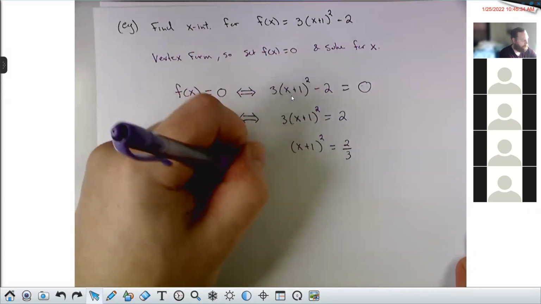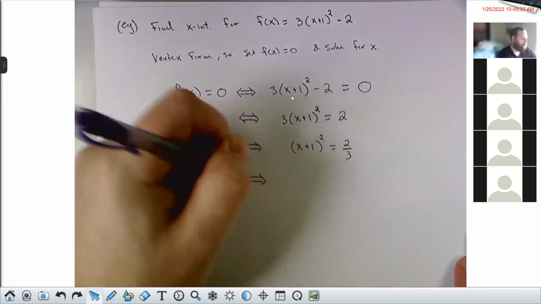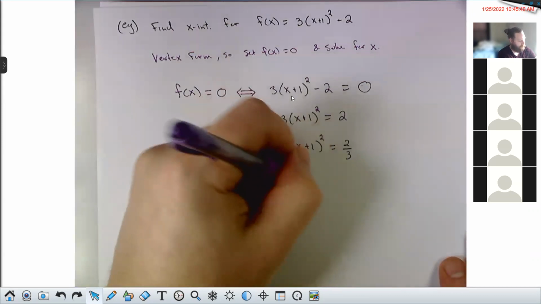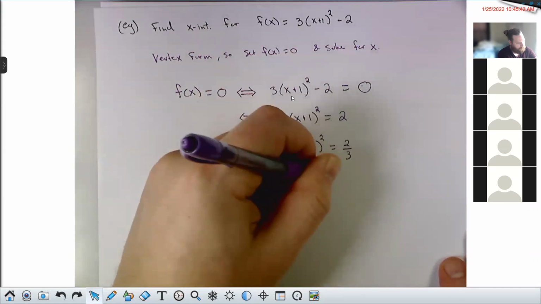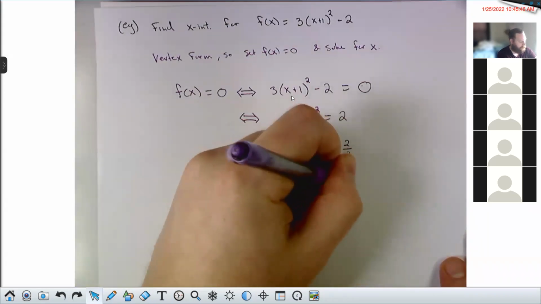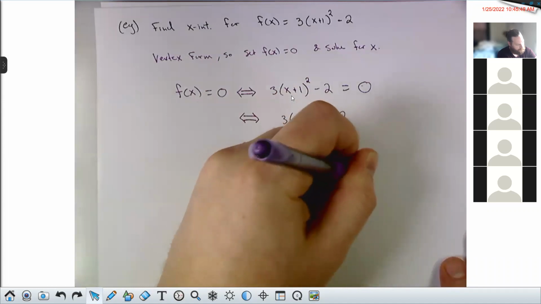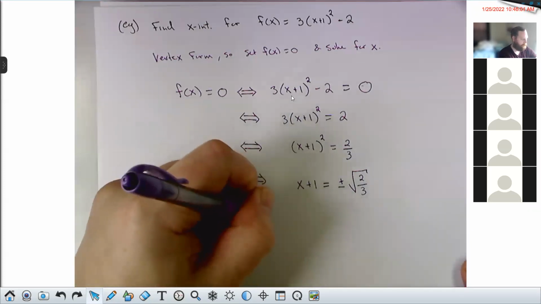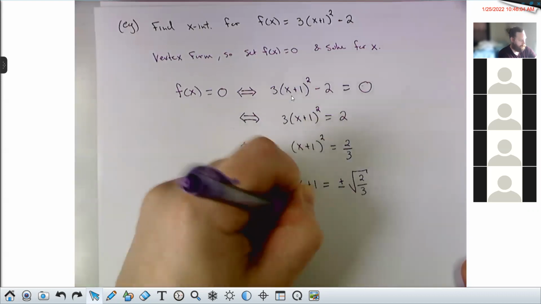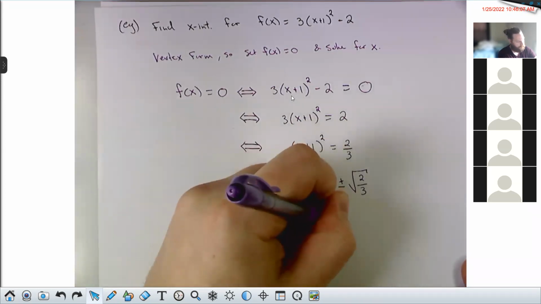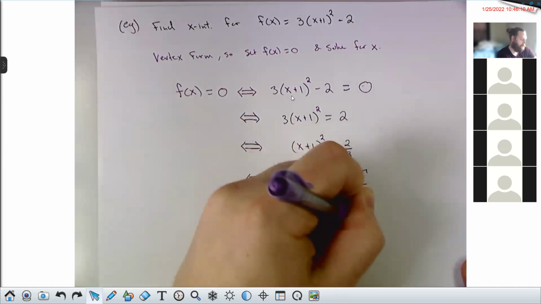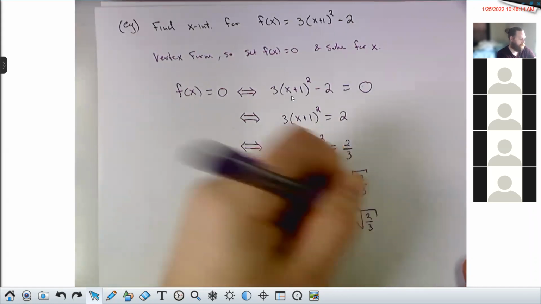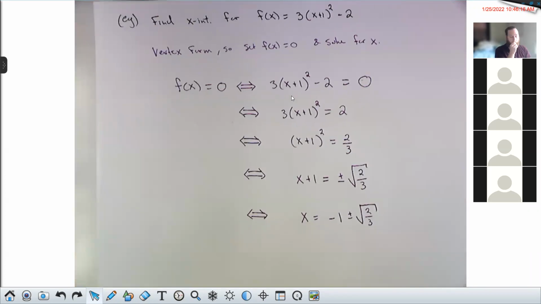Next, I will take square roots, and when you take square roots on both sides, on the left, you get x plus 1. On the right, you get plus and minus the square root of 2/3, like that. Whole thing under the square root. And finally, subtract 1. So I'll write that as -1 plus or minus the square root of 2/3. And this is a pretty nasty number.